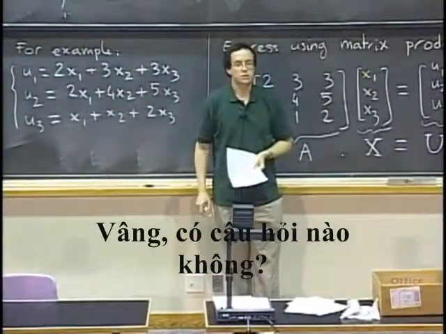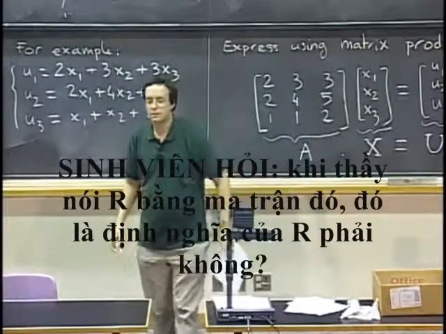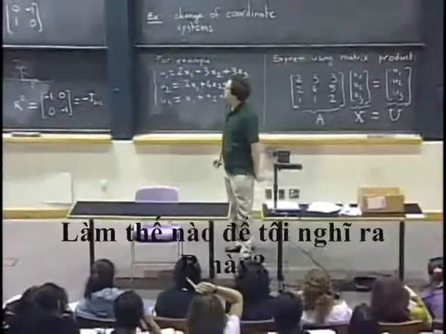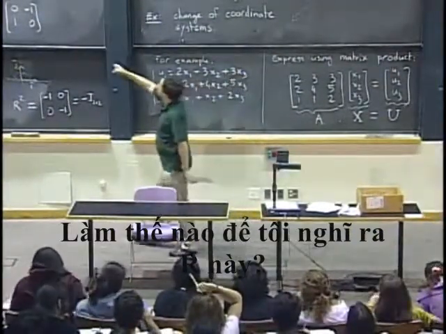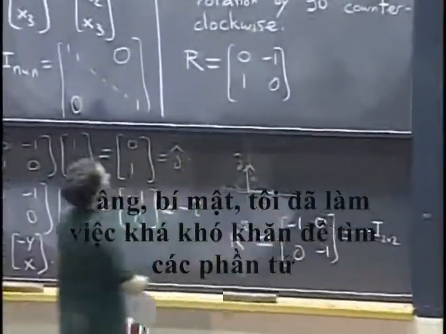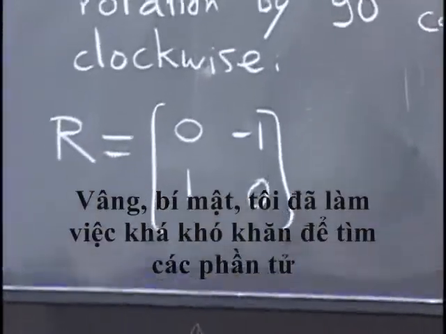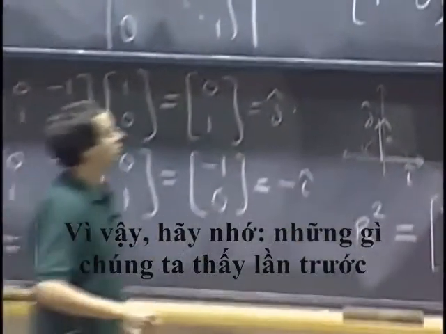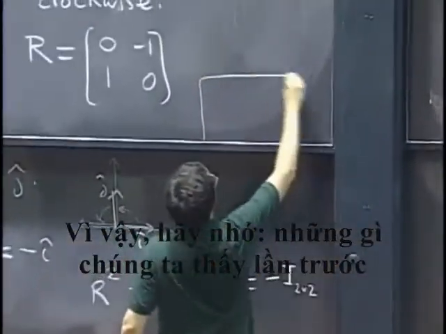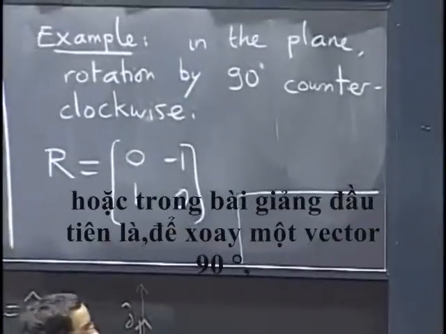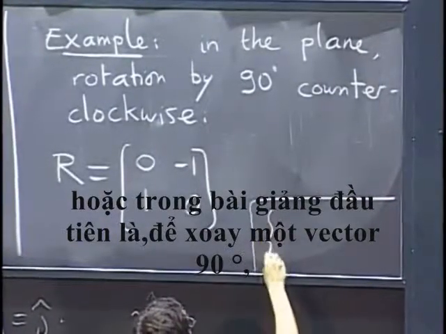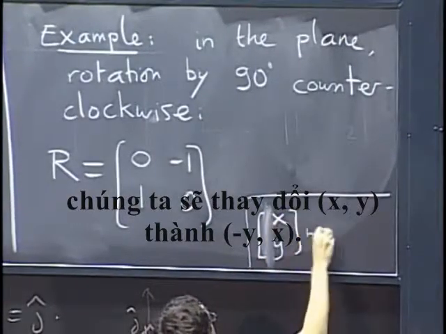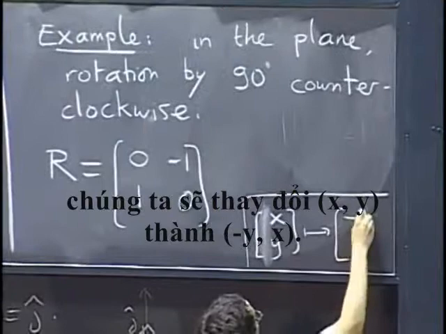Okay, questions? Yes? When you came up with R equals that matrix, is that like the definition of R? That's a very good question. So how did I come up with this R? Well, secretly, I worked pretty hard to find what are the entries that would tell me how to rotate something by 90 degrees counterclockwise. Remember, what we saw in the first lecture is that to rotate a vector by 90 degrees, we should change (x, y) to (-y, x).